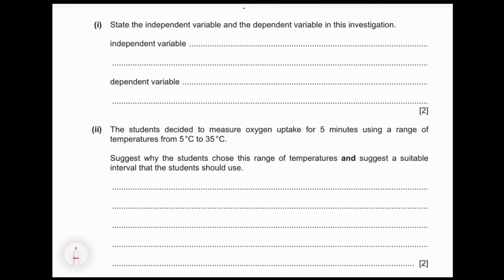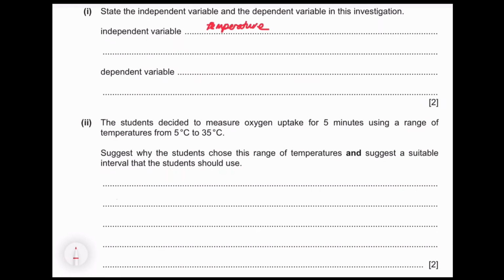For part 1, the question is like the typical planning question where they would like you to identify the variable first. So the independent variable here will be the temperature, and the dependent variable will be the volume of oxygen taken up. Remember to include the measuring unit in the sense that are you recording a volume, a mass, or time, instead of just saying oxygen taken up, then it will not be qualified as a mark.